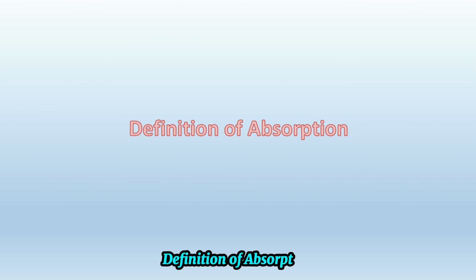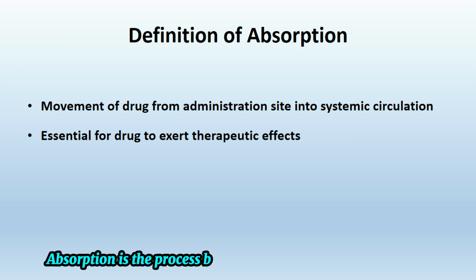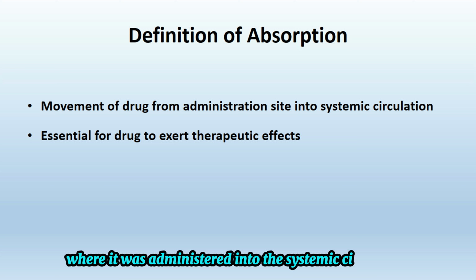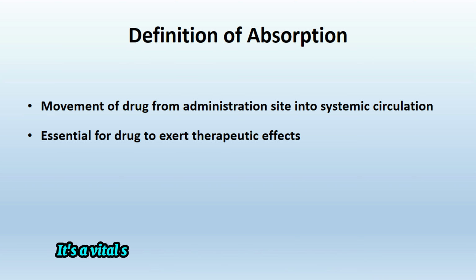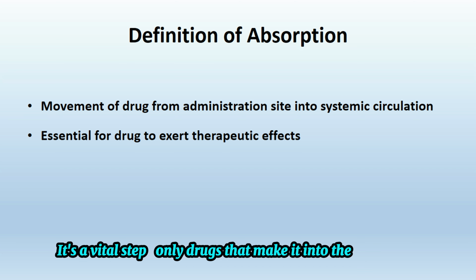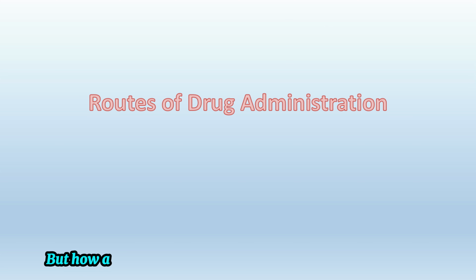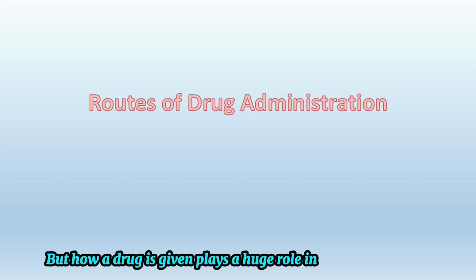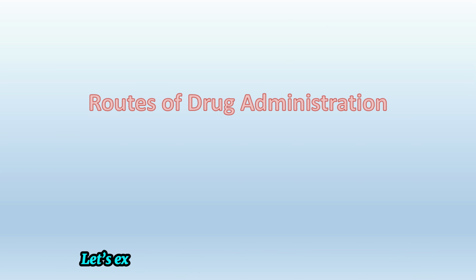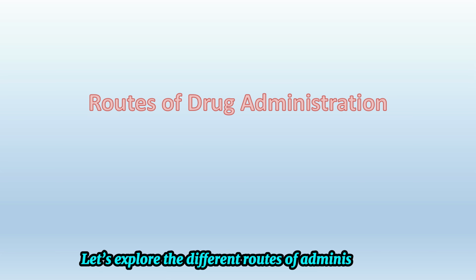Definition of absorption. Absorption is the process by which a drug travels from the site where it was administered into the systemic circulation. It's a vital step. Only drugs that make it into the blood can reach organs, bind receptors, and generate a therapeutic response. But how a drug is given plays a huge role in how it's absorbed. Let's explore the different routes of administration.